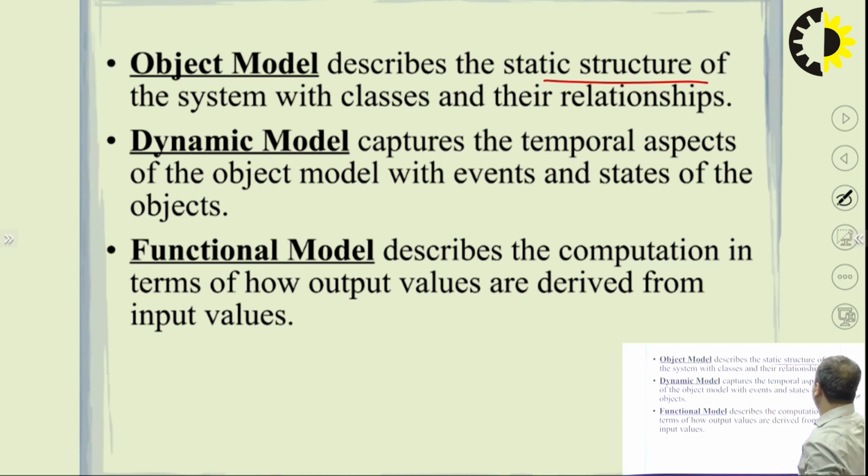The dynamic model captures the temporal aspects of the object model, with events and states of the object, and the functional model describes the computation in terms of how output values are derived from input values. Function means what? Like in C we design functions. A function takes input in the form of parameters, executes some code, and gives some output.